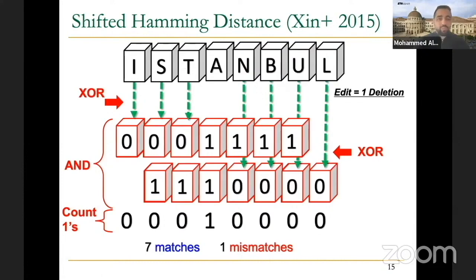What kind of shift operation should we apply to these versions? Should we shift to the right? Should we shift to the left? Should we keep it as is? Now, remember, this is a deletion, so we shift to the right. Now, if we have insertion, we need to shift to the left.